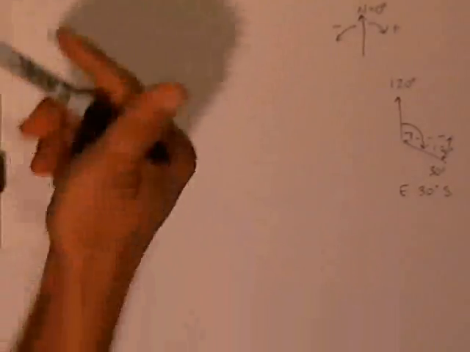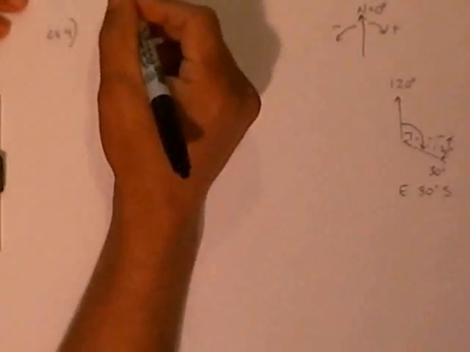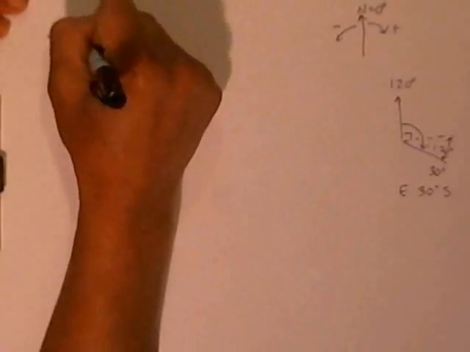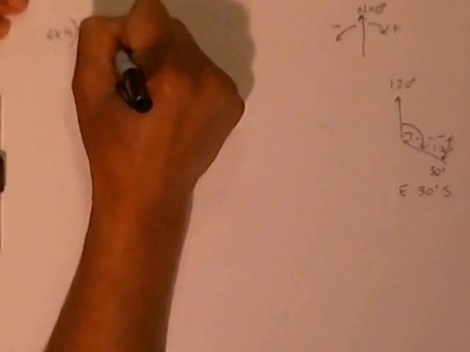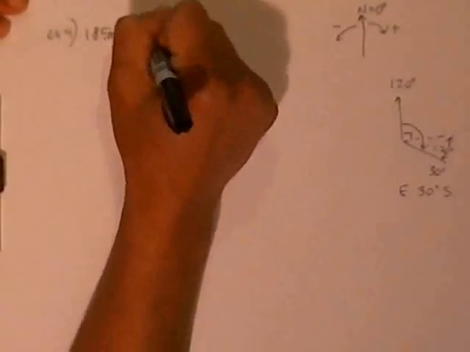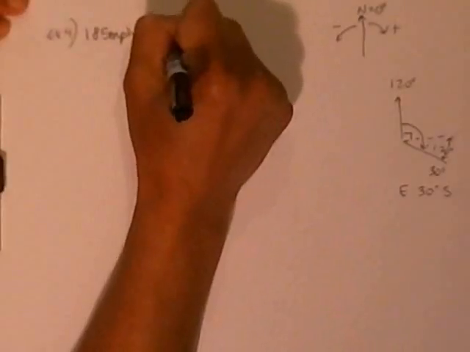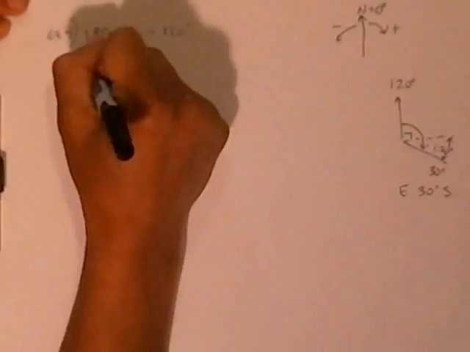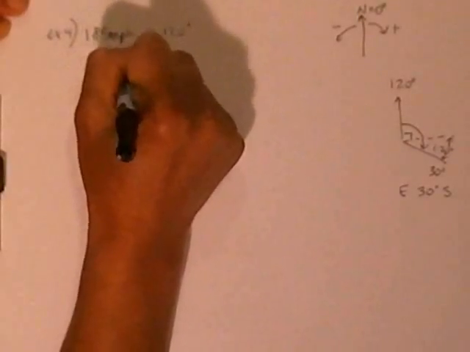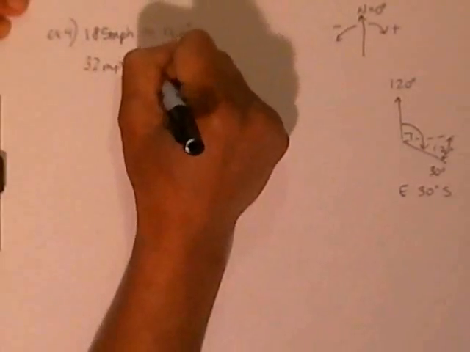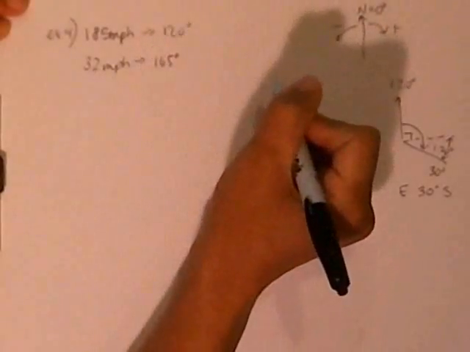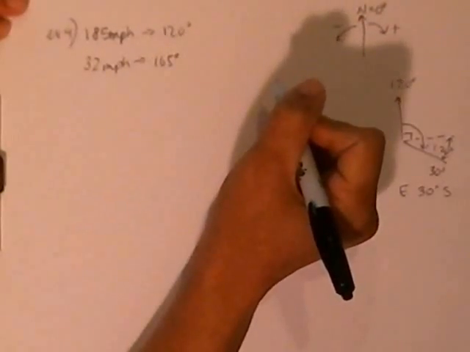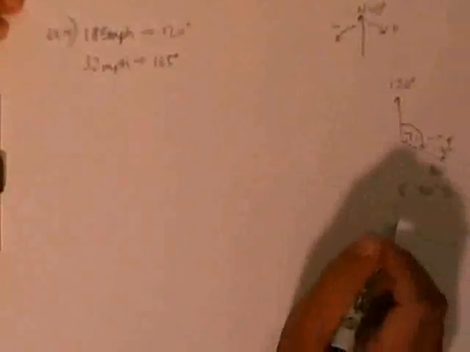So anytime you're on air, you're going to be using bearing. Okay, so let's look at example number 4 and work it out. A plane is flying at an airspeed of 185 miles per hour, heading 120 degrees. And the wind is going at a constant 32 miles per hour at 165 degrees clockwise from due north. Find the true course and the ground speed of the plane.